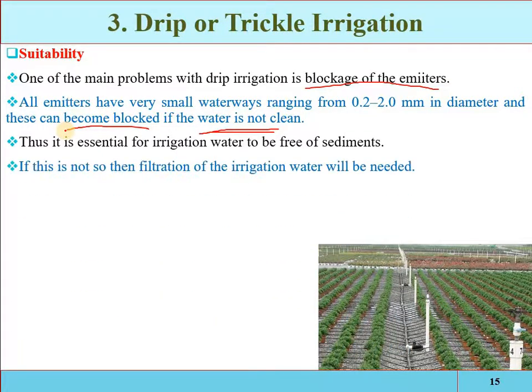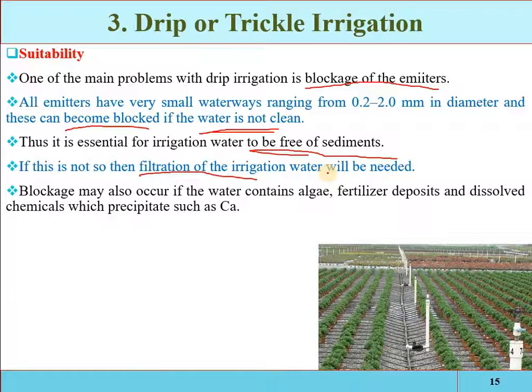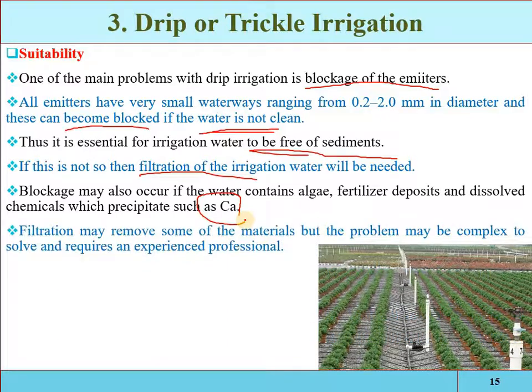Okay, if this is not so, then filtration of the irrigation water will be needed. Meaning, if the water is not already free of sediment, then first you have to filter it before introducing it into the system. Blockage may also occur if the water contains algae, fertilizer deposits, dissolved chemicals and calcium, because then it is deposited in the openings and it will cause the blockage of the system.